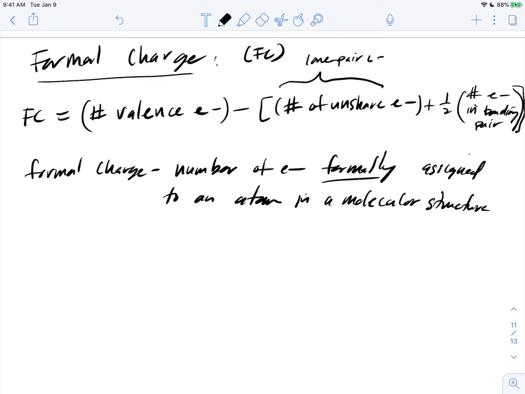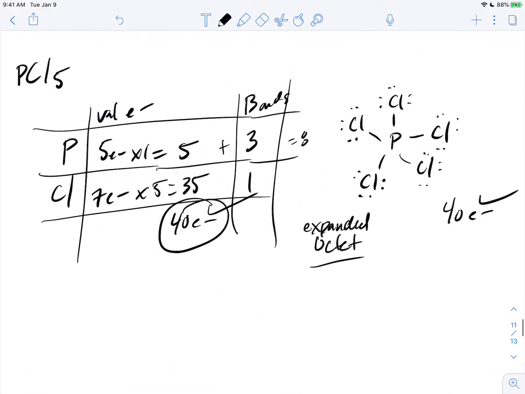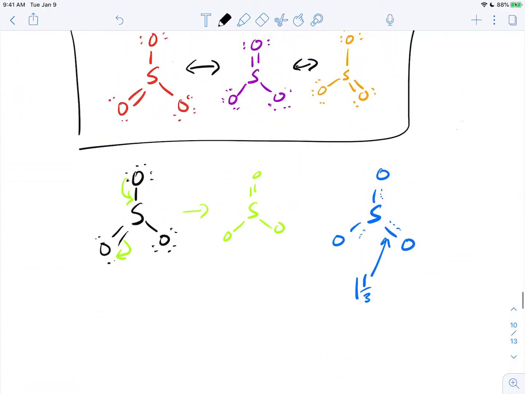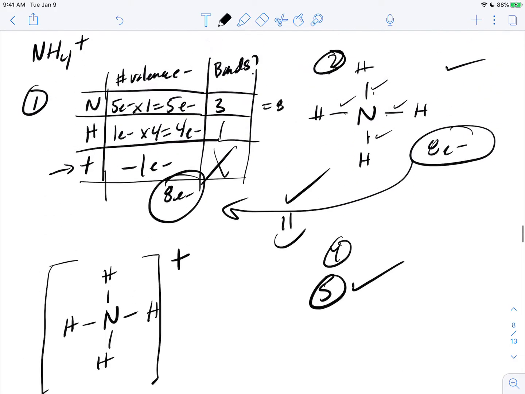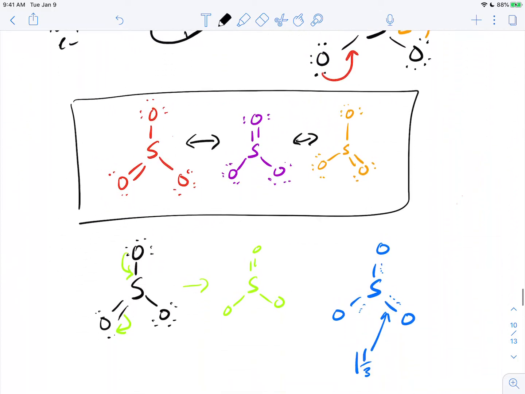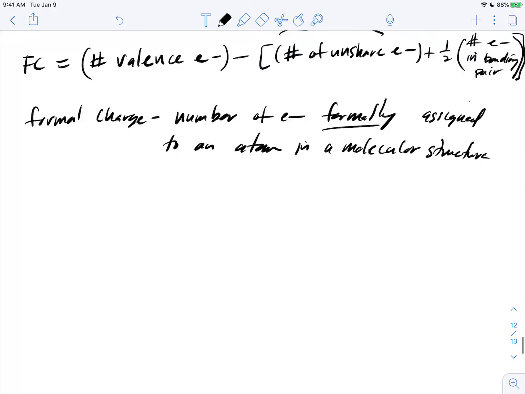Okay. So for example, let's just do a structure that we've already done. Let's do SO3, because all these have the same structure. We're going to do SO3. That's a good one. Okay, so SO3. We'll just choose one of the three structures. They're all the same here.